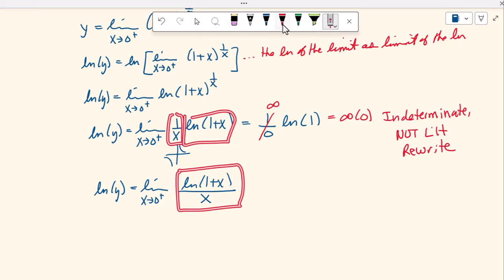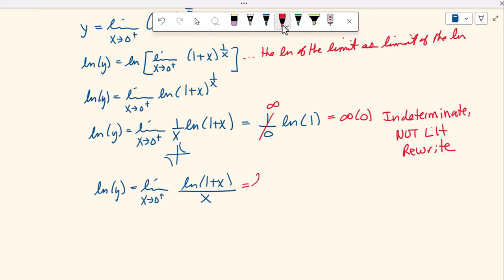So let's see what the log does this time. So I'd have the natural log of 1 over 0. The natural log of 1 is 0. 0 over 0 is indeterminate L'Hopital's now, and so I need to do a little bit more work and figure out what's going on here.